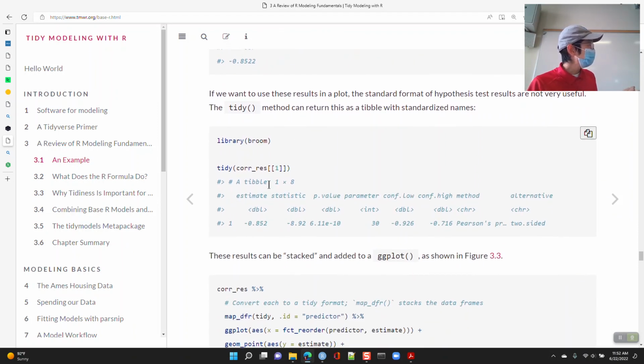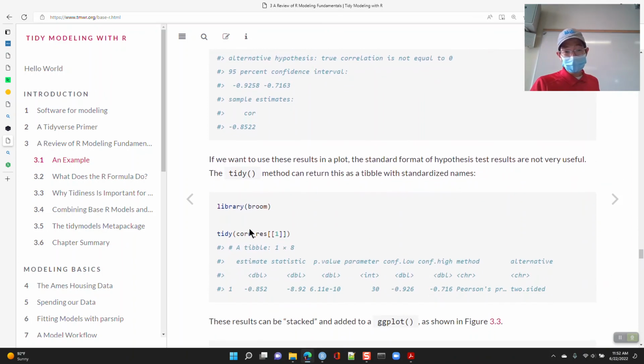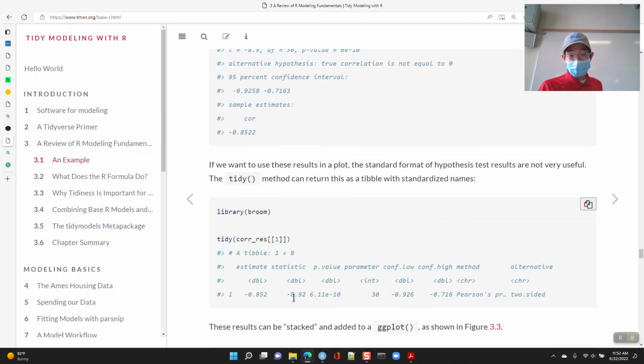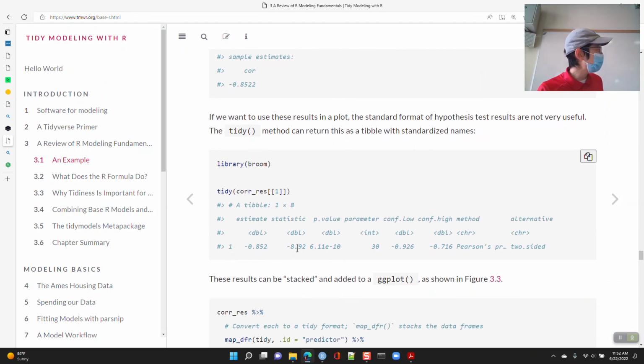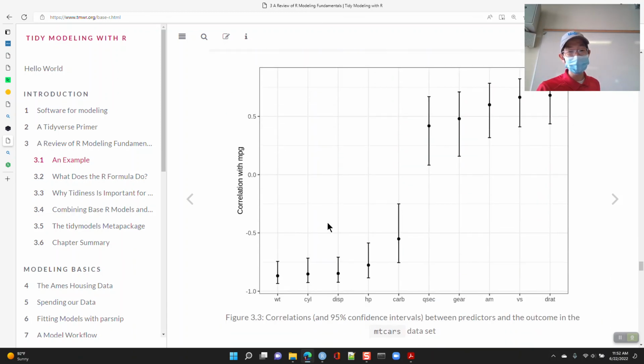So when you call tidy on it, it turns it into a data frame. It basically takes all of this information, the t-value, the degrees of freedom, the p-value, so the test statistic is -8.9, and turns it into a column in this data frame, okay? And the p-value, all of these things. It allows us to work with this. Now that we have a data frame, we can put it in as data for a ggplot and things like that.